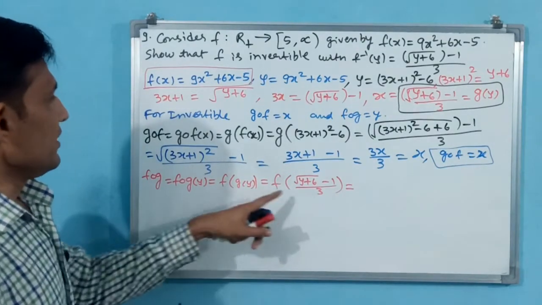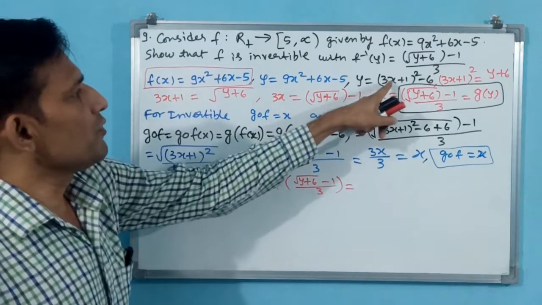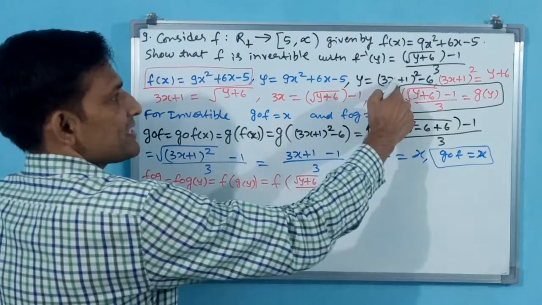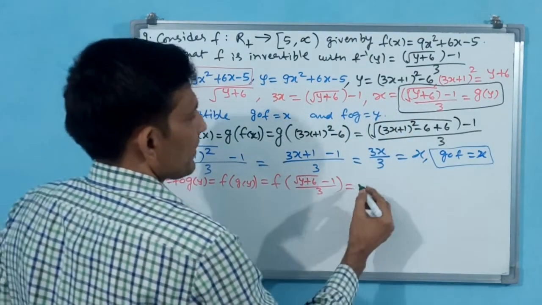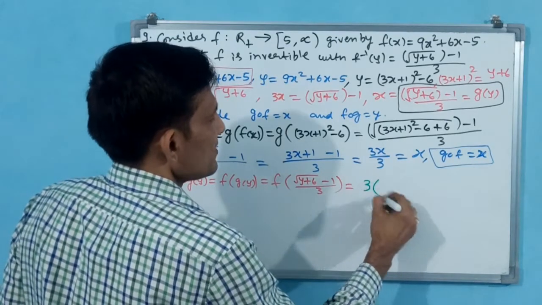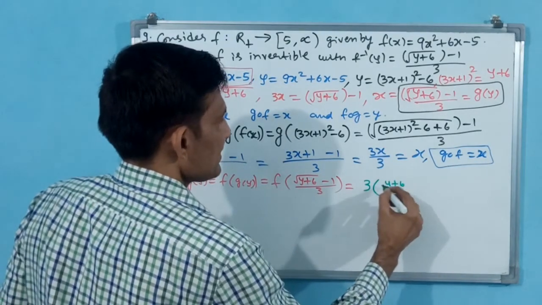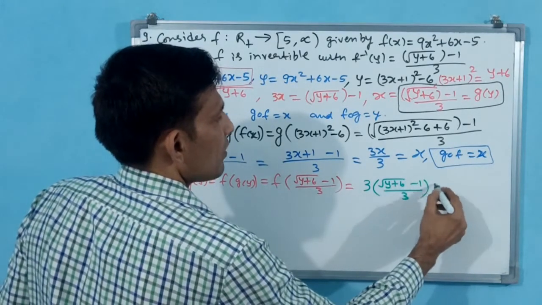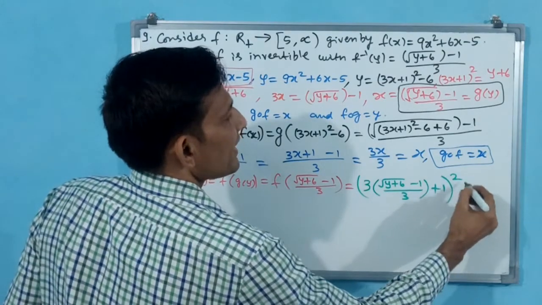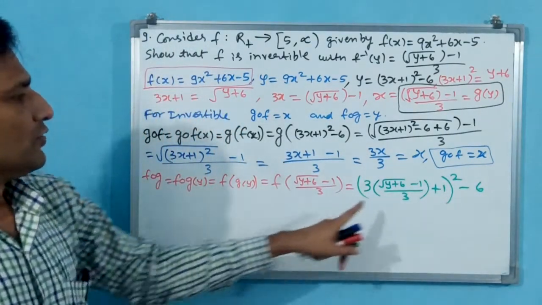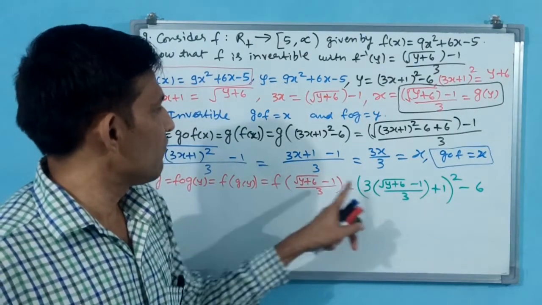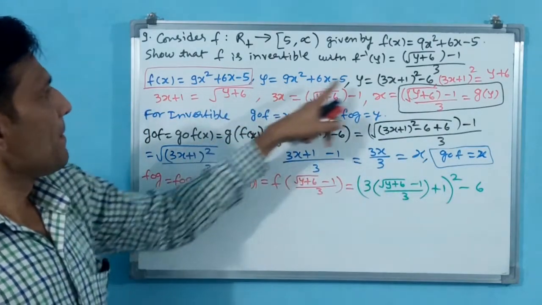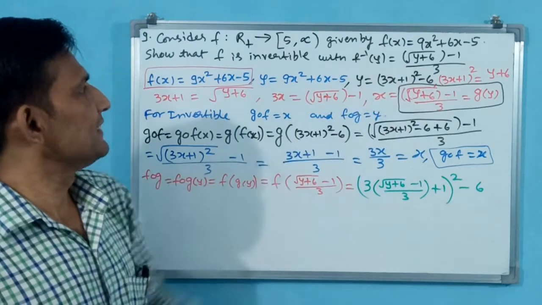Okay, now see, in f if you do something, this is going to become 3 into (x plus 1) whole square minus 6. Here in x position you have to write all this thing. You write like this: 3 into, in x position, (square root of y plus 6, minus 1, by 3) plus 1, whole square, minus 6. See, this entire thing is y plus 6, sorry, plus 1 whole square minus 6.